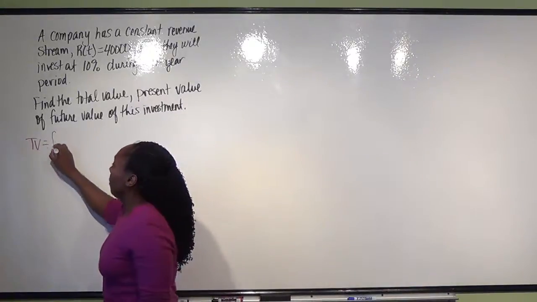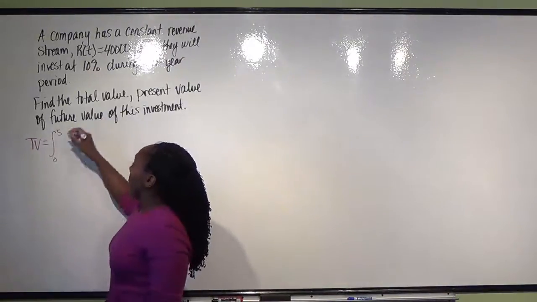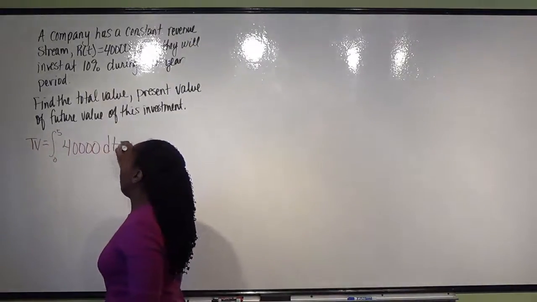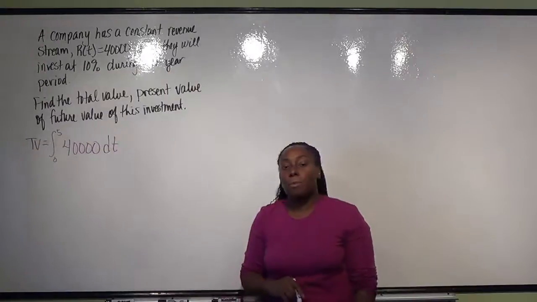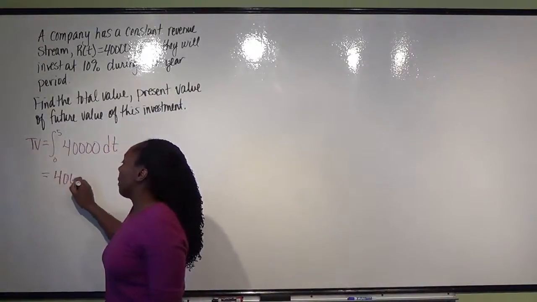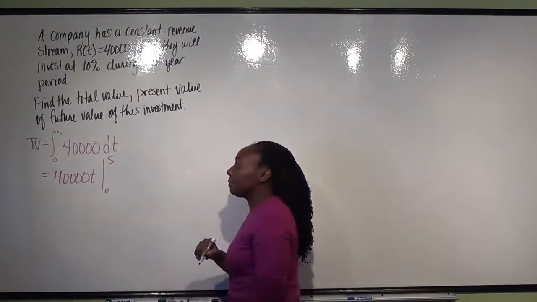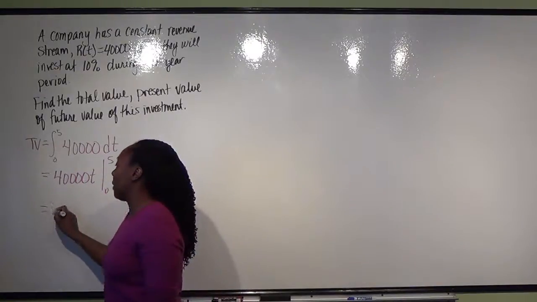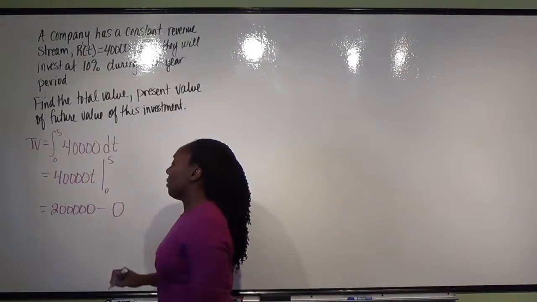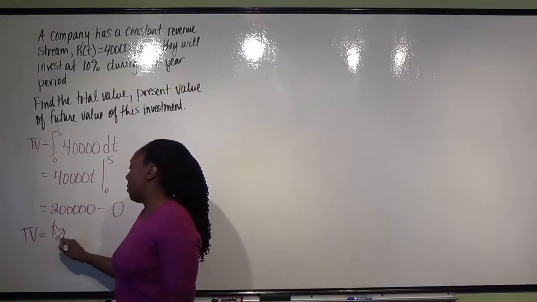So for total value, I'm looking at my 5-year period, so from 0 to 5, of my function R(t), which in this case is just 40,000, and I want to integrate that with respect to t. So for my total value, my antiderivative looks like 40,000t, which I'm going to evaluate from 0 to 5. So at my upper limit, I get 200,000. At my lower limit, I get 0. So my total value is just going to be $200,000.